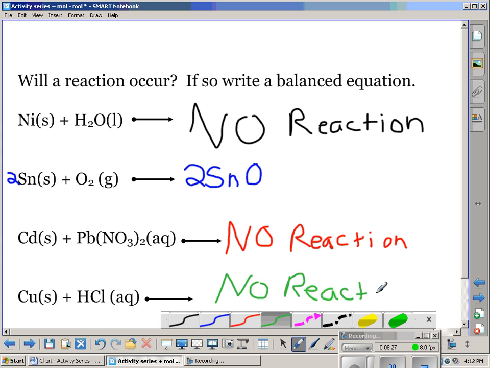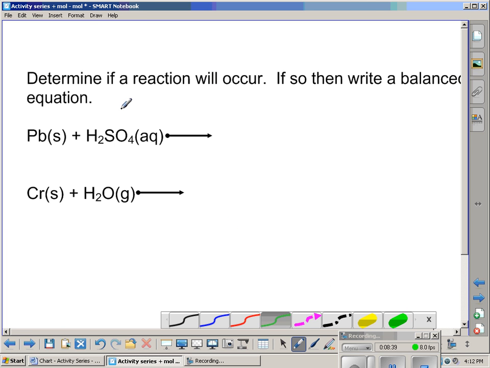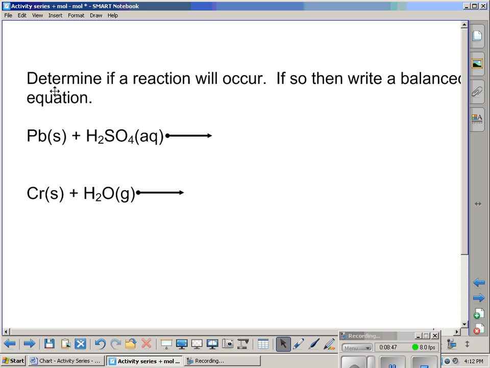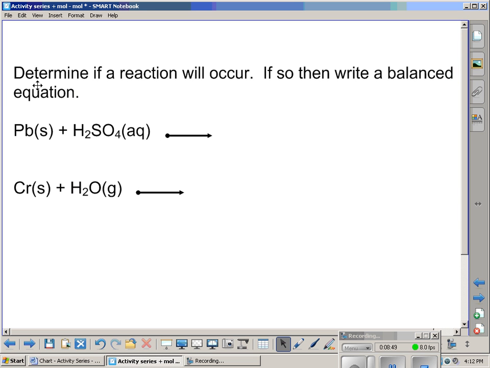And by this time, I think you're probably starting to see that this activity series chart isn't really all that difficult, is it? Okay, let's try just a couple more before we call it quits. Okay, again, determine if a reaction will occur. If it does, you need to write a balanced equation. Move that over just a little.